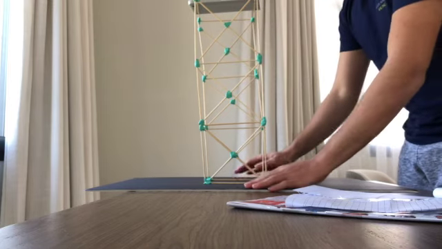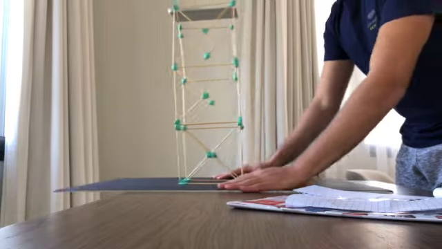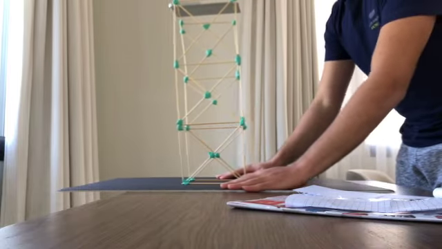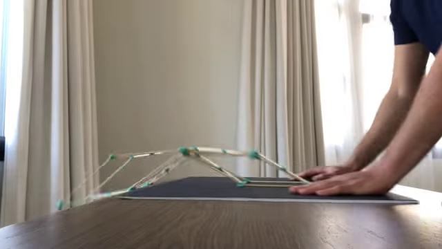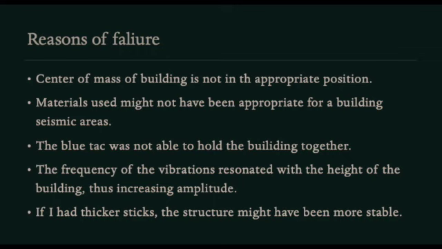As you can see here, I applied a lateral load to the building with the side of the brace, and it did not fail. However, when I flipped it to the side with no bracing and I applied lateral load again, it began to fail. This could be due to several reasons. The center of mass of the building might not be in the appropriate position. The materials might not have been appropriate for the situation at hand. The blue tack was not able to hold the building together, and the frequency of the vibrations might have resonated with the height of the building, thus increasing the amplitude.